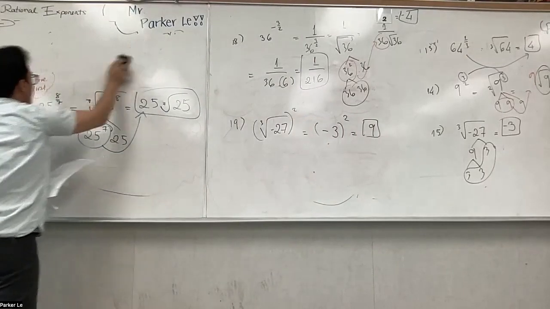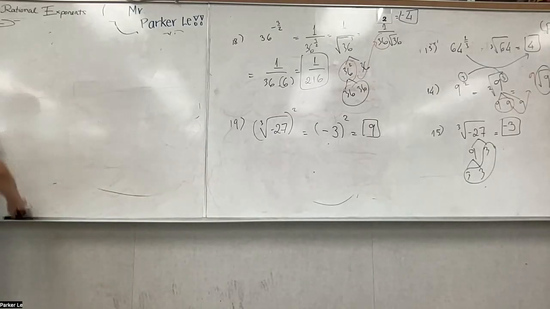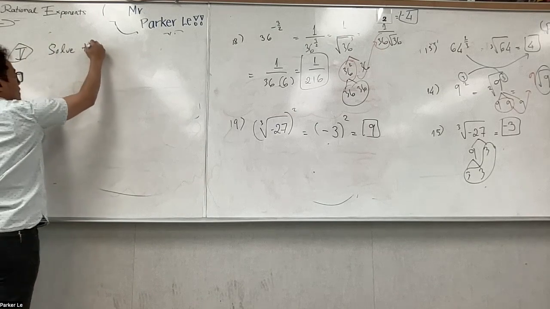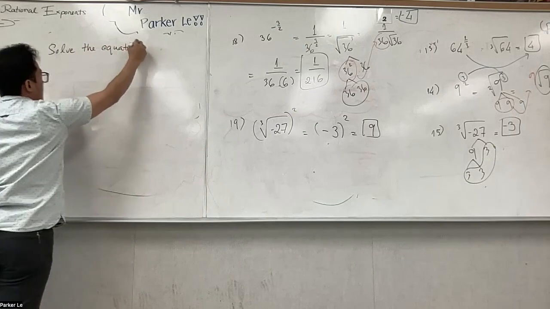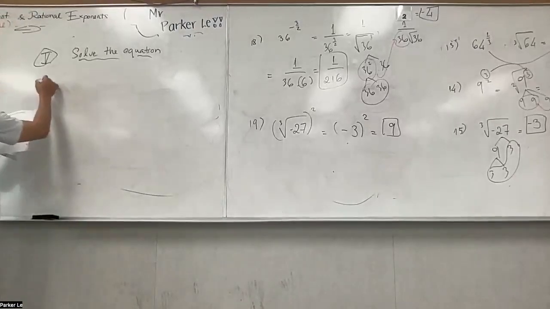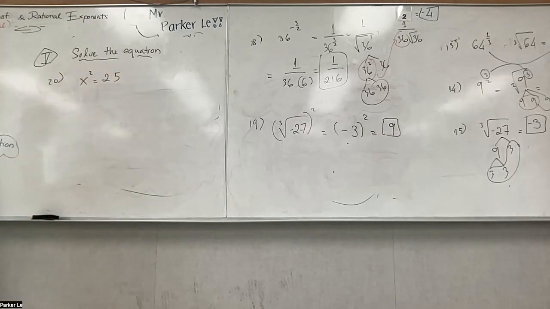All right, we move on to the last part of today, part 5. It's solving. So part 5 is actually not that long. All right, how do you solve this? x squared equals 25. What are you going to do? How can you get rid of the square?